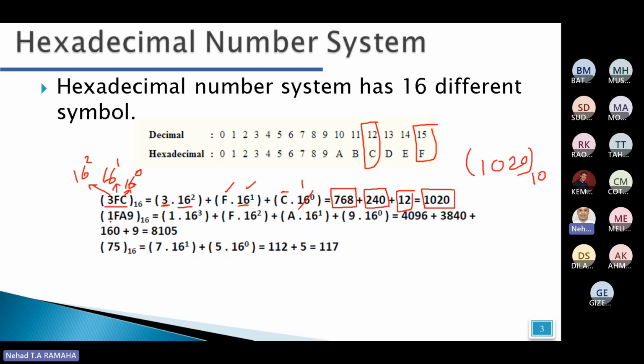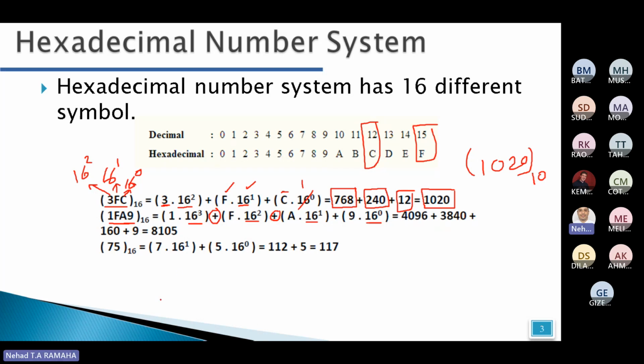Okay, same idea here. 1FA9 in hexadecimal, you will multiply each digit with the value of the position. 9, its position value is 16 power 0. A, its value 16 power 1, 16 power 2, 16 power 3, and then multiply and make a summation for the value of each digit. It's the same for any system.